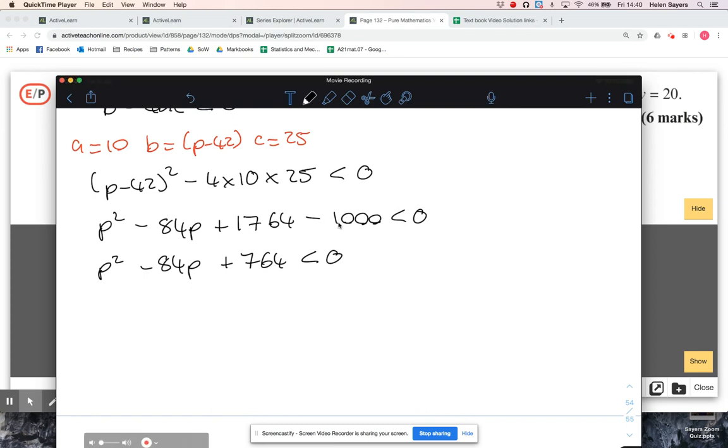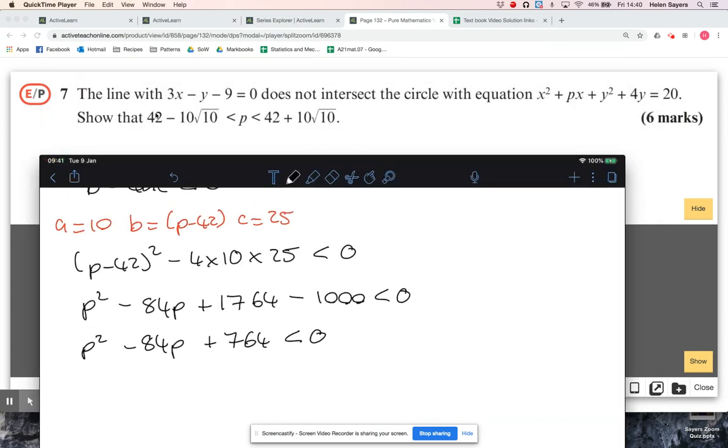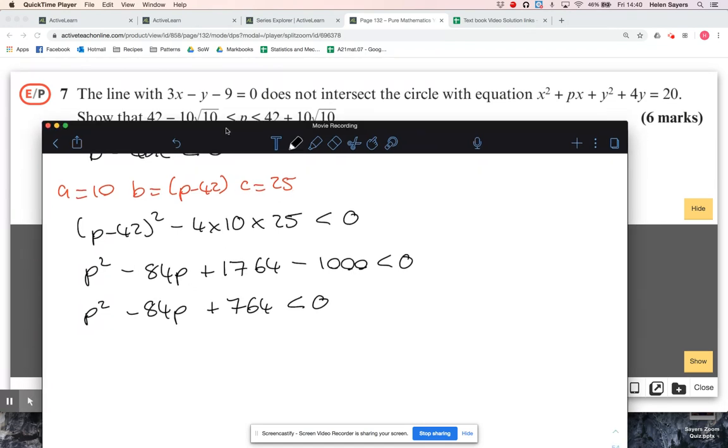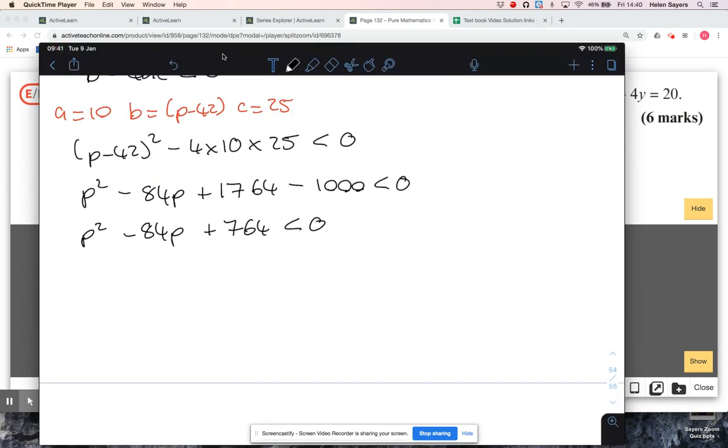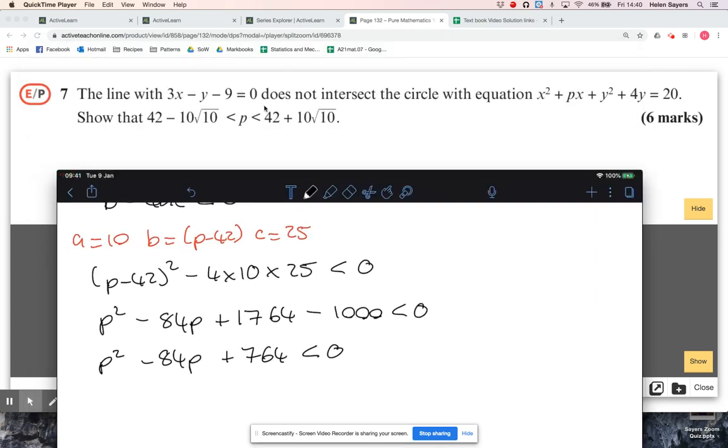You are absolutely fine to put that into your calculator. In fact, I can see from these answers here that this quadratic does not factorize, because these are clearly coming out as surds. So I'm just going to go straight to my calculator. My calculator emulator is not working, but I'm going to go to option B on my menu, my inequality solve mode, and select option 2. I'm going to type in a is 1, b is minus 84, and c is 764. And I'm going to breathe a huge sigh of relief, because on my calculator screen it's coming up with that exact answer there. Obviously my calculator's got an x instead of a p.